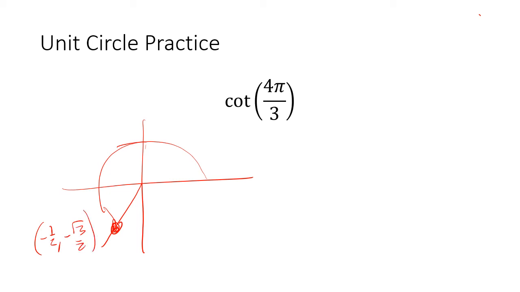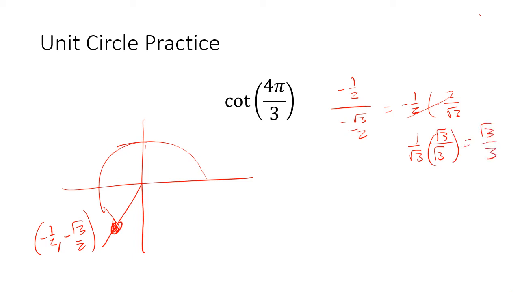And so where tangent is y over x, cotangent is x over y. So we're going to have negative 1/2 divided by negative root 3 over 2. Instead of dividing by a fraction, multiply by the reciprocal: negative 1/2 times negative 2 over root 3. So that's going to cancel. We're going to have positive 1 over root 3. Rationalize, and we'll end up with root 3 over 3. Now you might be able to do that a little bit quicker, but you still get the same answer in the end. Cotangent is one of those ones you have to be careful of. It's really easy to mix up the x and the y.